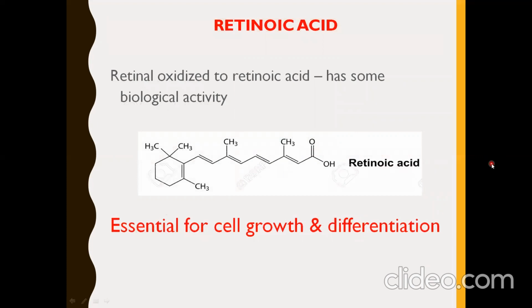So coming to the third form of the retinoids, which is the retinoic acid. How is it formed? The retinal, when it gets oxidized, forms the acid, right? So it is retinoic acid. It has some biological activity. While retinal has almost all the biological activity of retinol, retinoic acid has only some biological activity. So this retinoic acid is essential for cell growth and differentiation. Retinol is needed for normal reproduction, while retinal is essential for vision, and retinoic acid is essential for cell growth and differentiation.